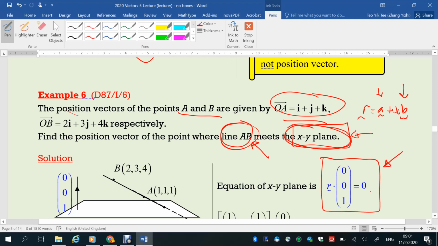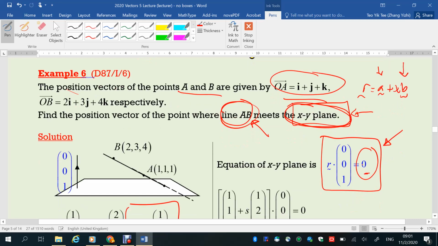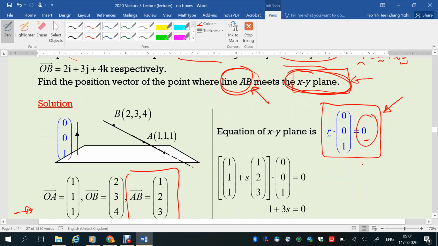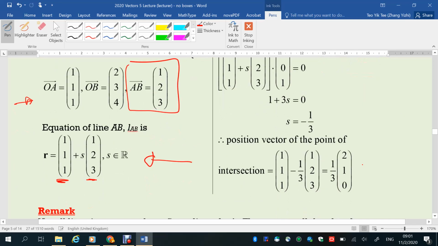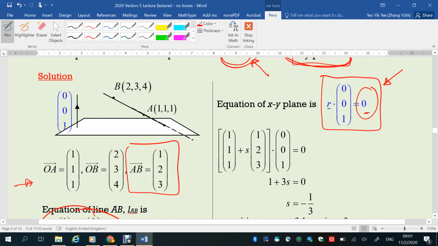XY plane passes through the origin, so r dot n equals a dot n. The a dot n will confirm give me 0 because a, the point on the plane, is the origin. So what to do next? Now I have found the equation of the plane. I also have found the equation of the line. So your job now is to equate. How to equate? Put this r into this r, and that's what you get.